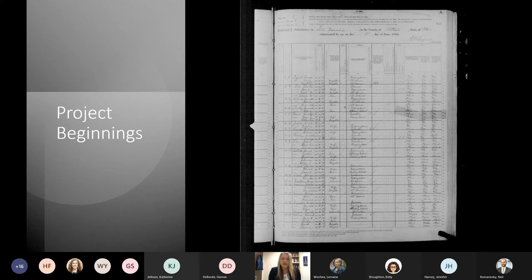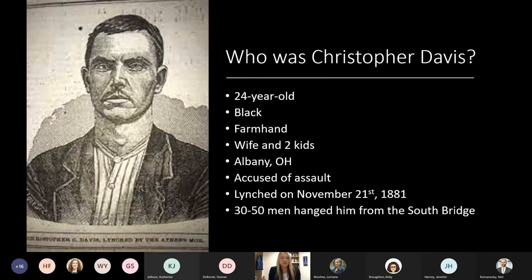Here is a picture of the census records, which is something we started with to see descriptions of Christopher Davis. We saw that Lucinda Lucky was his neighbor, and the ages of him and his family. He was described as a mulatto in this census record, which is a term for a mixed race person. You can tell by this portrait that he does have some very white looking features, almost as if he could be white passing, based on this drawing of him.